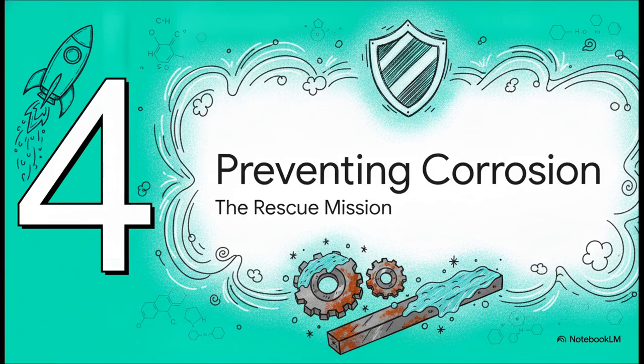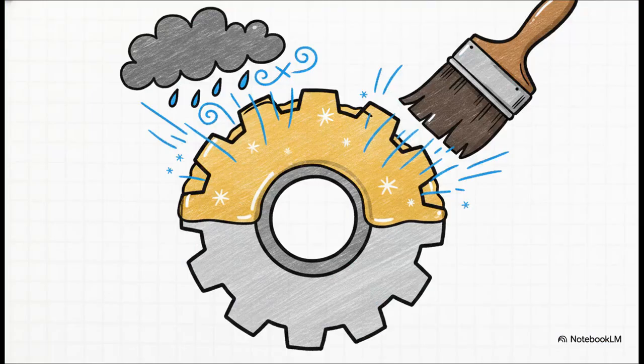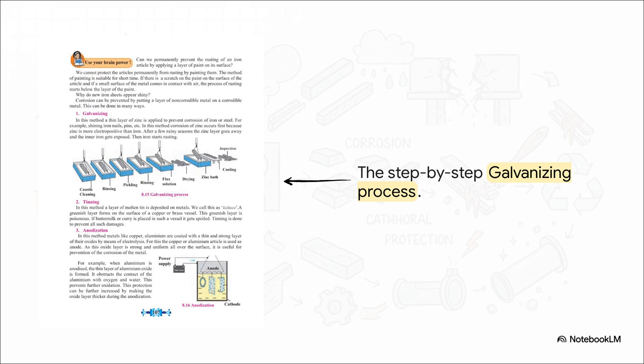Section 4. Preventing metal corrosion. The rescue mission. Because metals are so incredibly useful to us, we simply cannot let them rust and decay away. We have to mount a rescue mission. The simplest method of protection is creating a basic physical barrier. By applying a layer of paint, oil, grease, or varnish to the metal's surface, we completely isolate it. If the metal can't come into direct contact with the moisture and oxygen in the air, the chemical reaction of corrosion simply cannot begin. But paint can scratch.